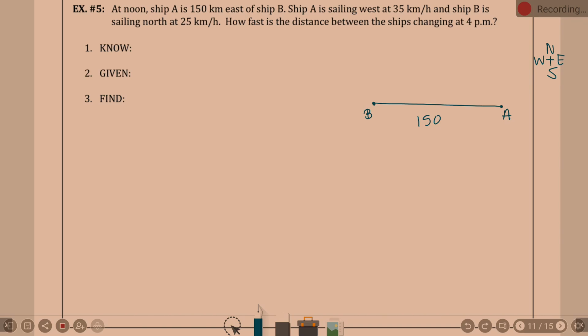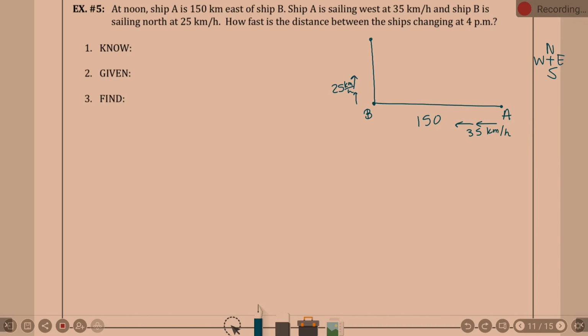Ship A is sailing west at 35 kilometers per hour. So ship A is going this way, 35 kilometers per hour, right? All these movements are going to matter. And ship B is sailing north at 25 kilometers per hour. So ship B is sailing north at 25 kilometers per hour.